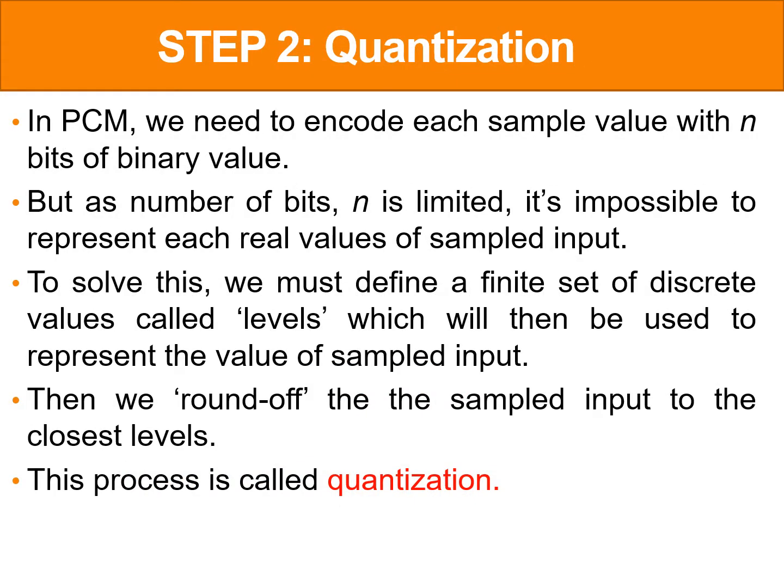So step 2 is quantization. In PCM, we need to encode each sample value with n bits of binary value. But as the number of bits n is limited, it is not possible to represent each real value of sample input. To solve this, we must define a finite set of discrete values called levels, which will then be used to represent the value of the sample input. Then, we need to round off the sample input to the closest level. So this process we call quantization.